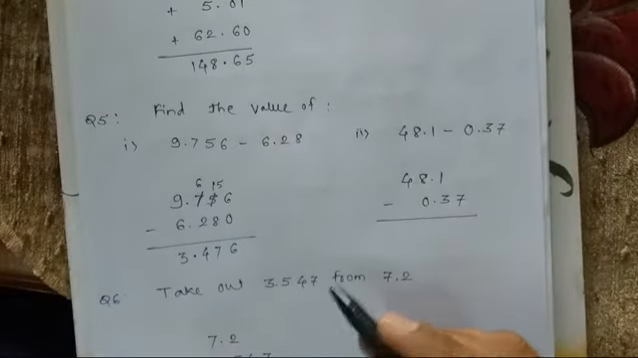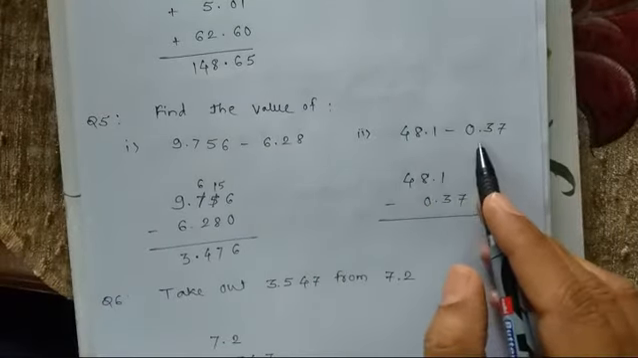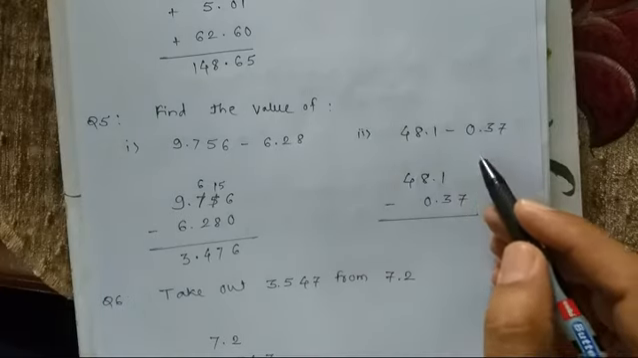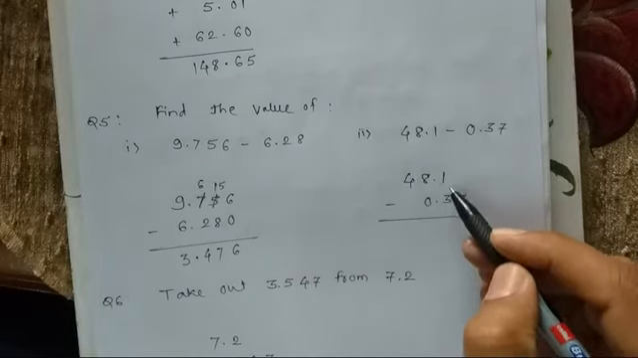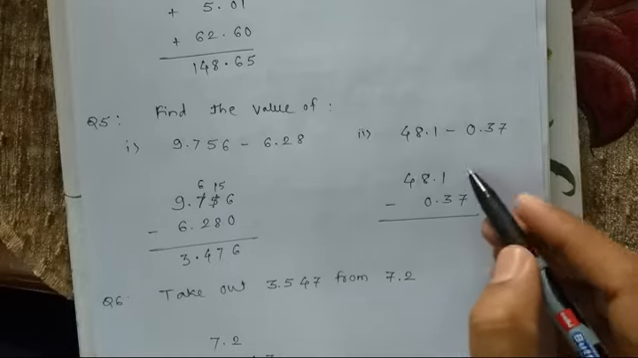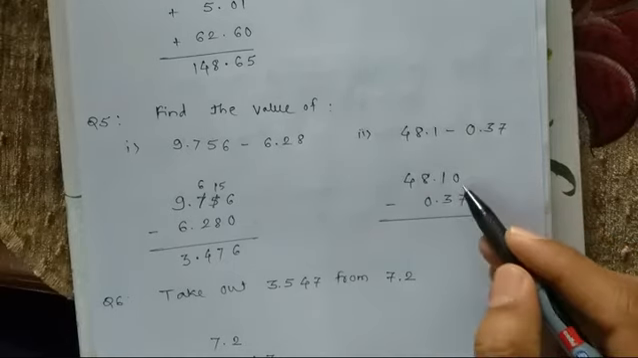In question number 2, 48.1 minus 0.37. Here also we have to subtract. So let's write them in column like this and then convert them into like decimals since they are unlike.